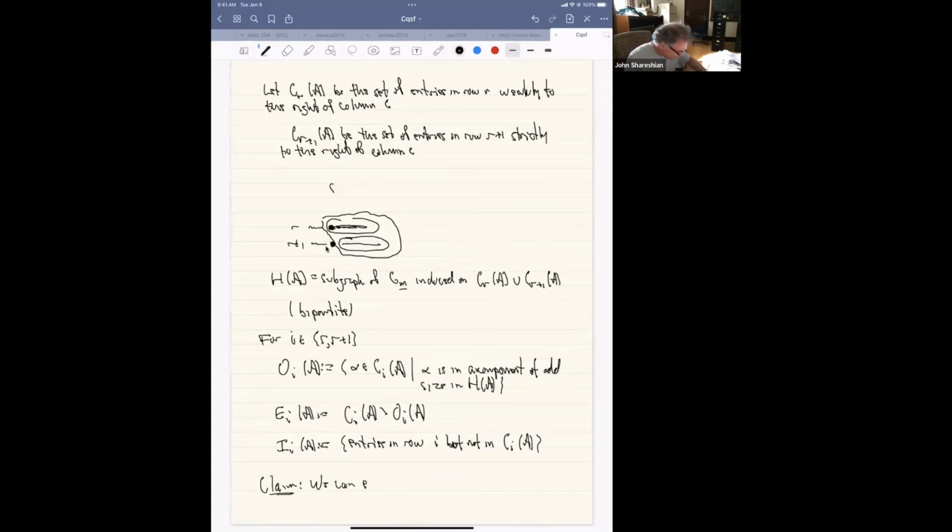We can exchange OR of A with OR plus 1 of A and replace W with W times the transposition OR plus 1. This is how it works.